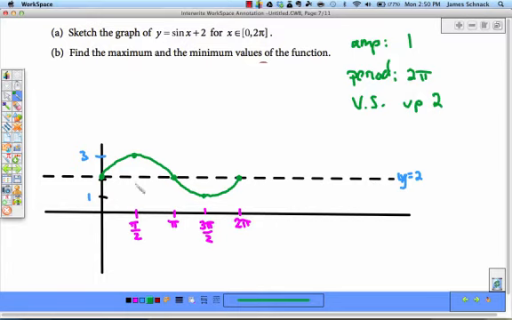Find the maximum and minimum. Well, the maximum value would be here. Its coordinates are pi over 2, comma 3. Our minimum value has the coordinates 3 pi over 2, comma 1. So the maximum value of the function is 3. The minimum value of the function is 1. And there we go.